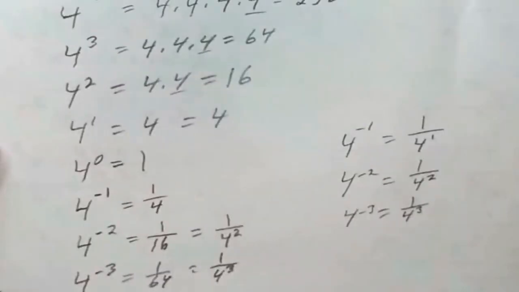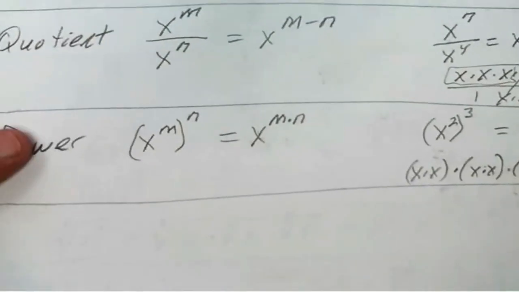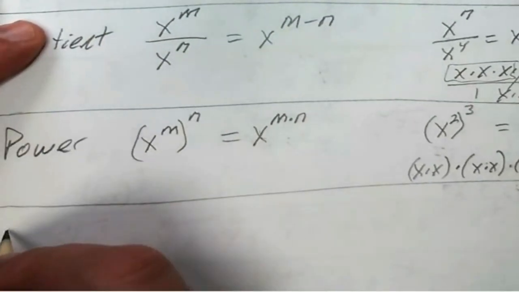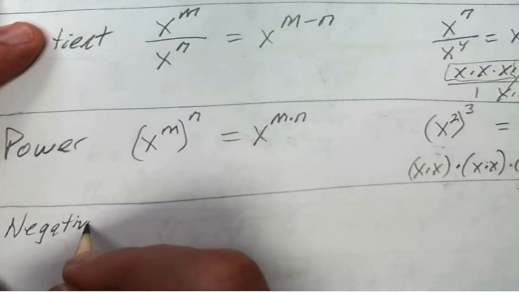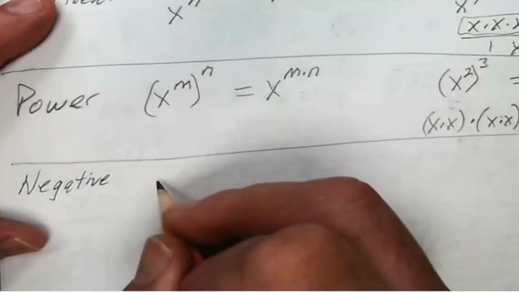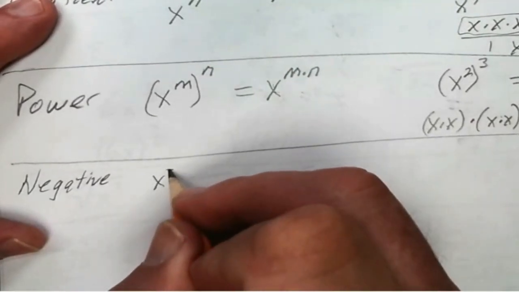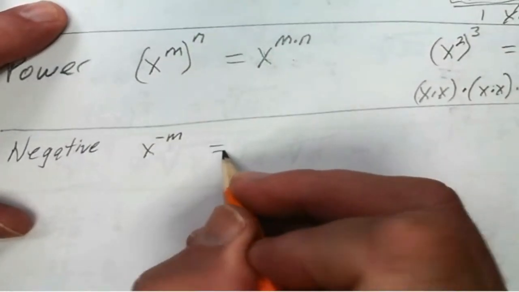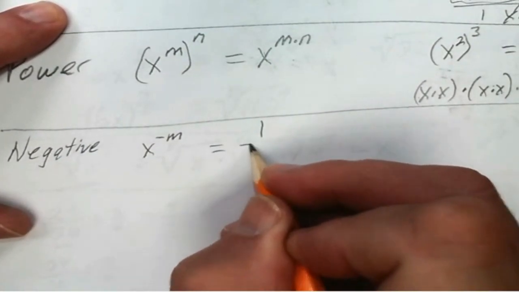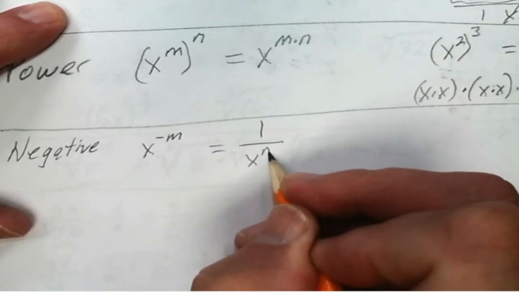I'm going to go back to our exponent properties and let's talk about negative. So if we have x to the negative m power, that's the same as 1 over x to the positive m power.